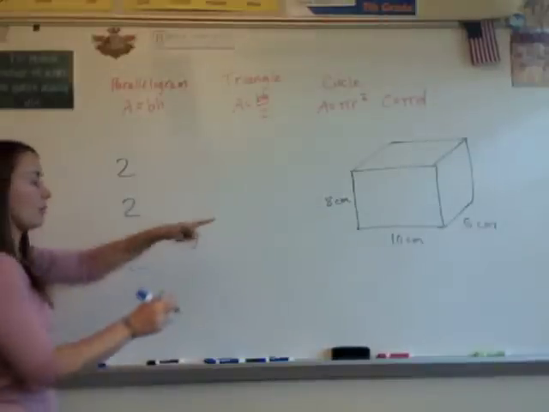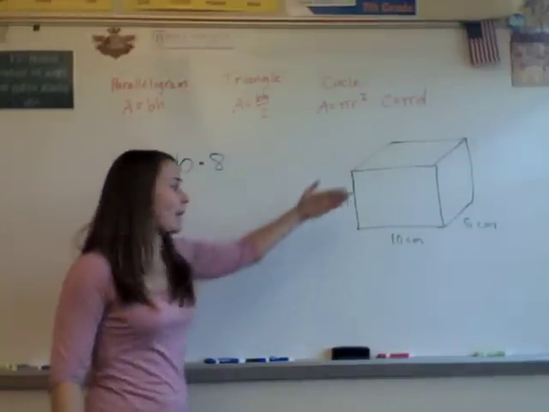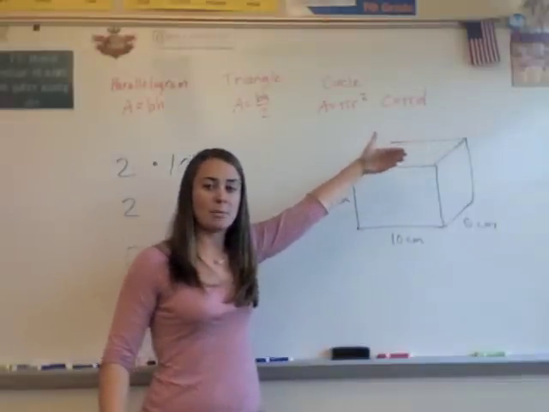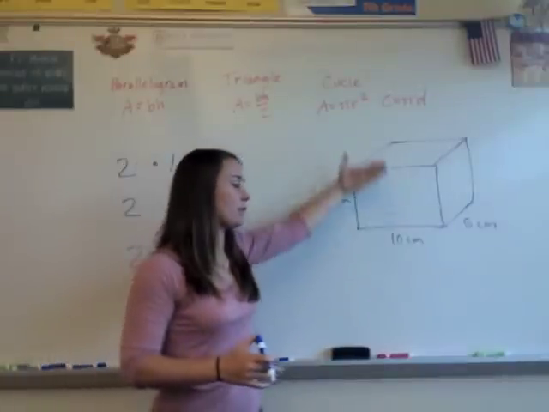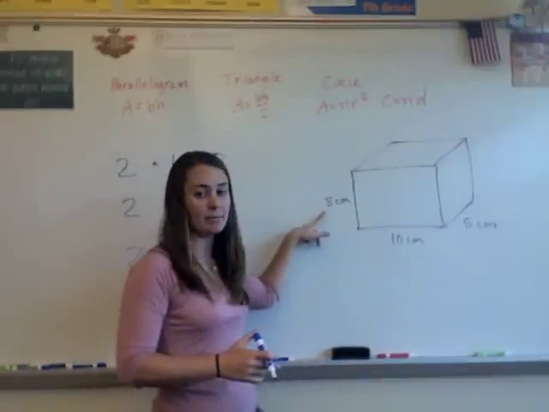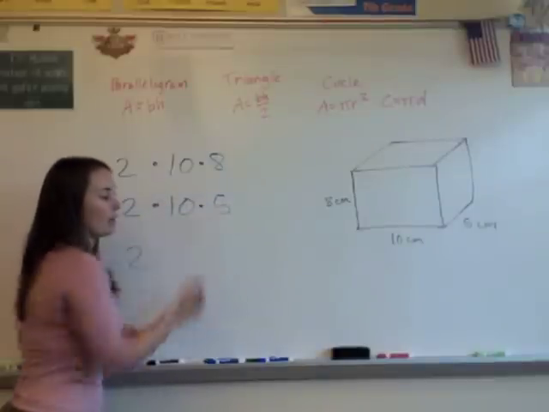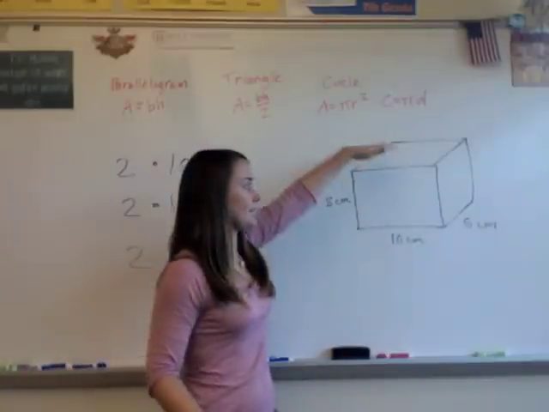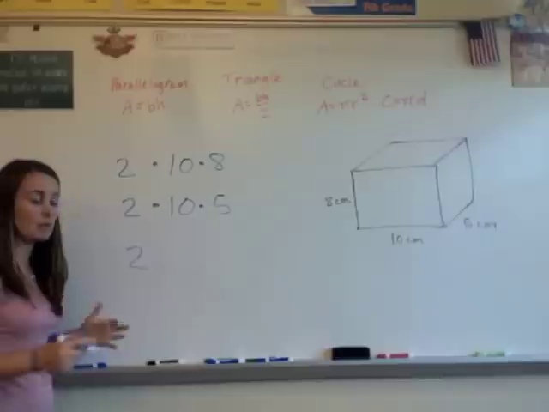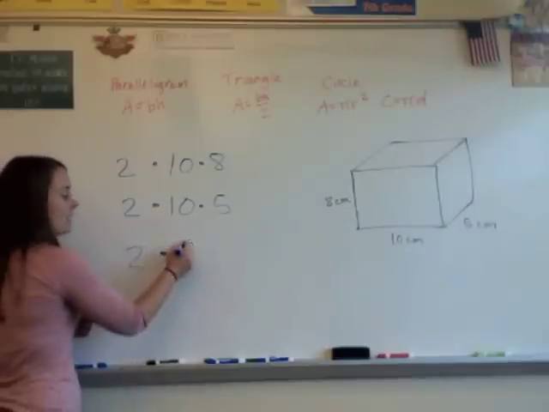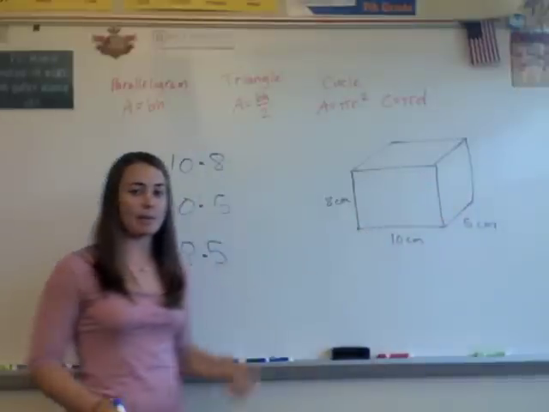2 of the sides on my shape are 10 by 8. In this case, it happens to be the front and the back. But some people have a hard time seeing what side is what. So even if you don't see that that's the front and the back, you can at least see there's a 10 by 8. Okay? There's also a side that's 10 by 5. In this shape, it's the bottom and the top. Those are my 2 sides that are 10 by 5. But again, if you don't see that, that's okay. And the last set is 8 by 5. In this shape, it's the left side and the right side that are 8 by 5.